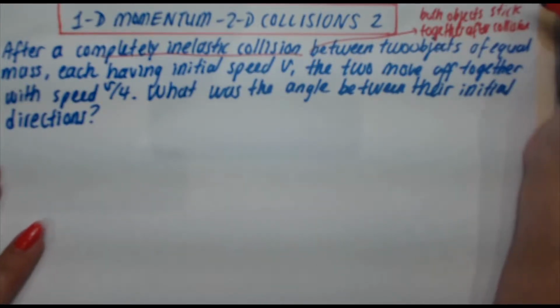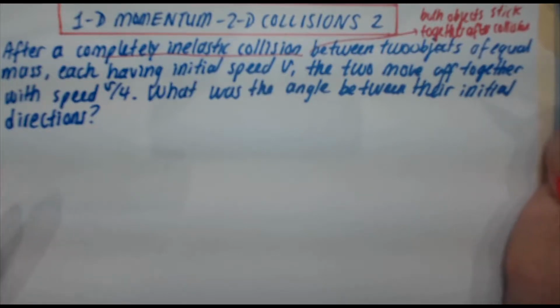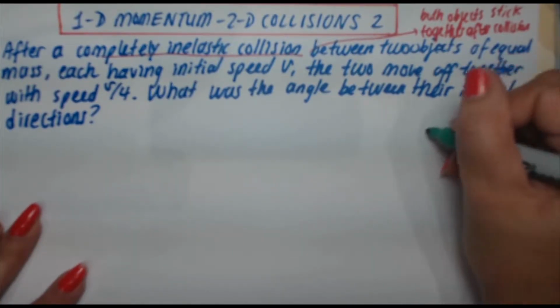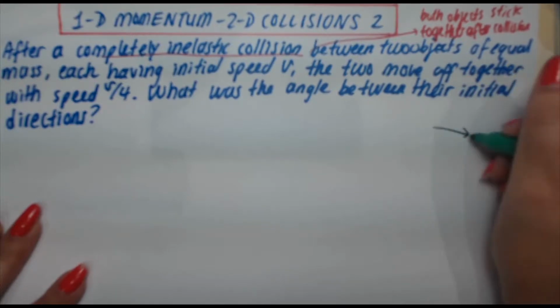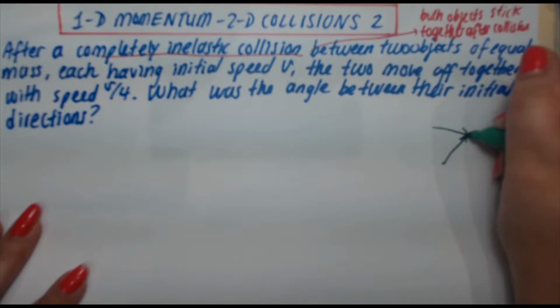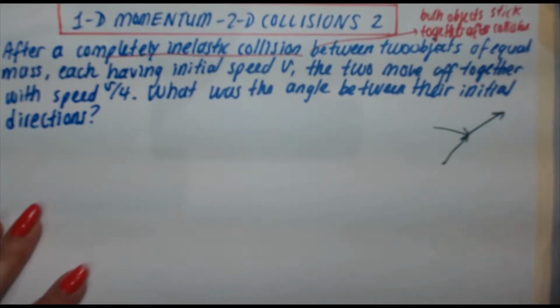Okay, so here's what's happening in this question. You've got two objects colliding. They travel together afterwards, and you have to find the initial angle between the two of them. So I'm just going to do a quick sketch here, so you don't have to draw this. Assume you've got one coming from this direction, one coming from this direction. They collide and they go off in that direction. That's a very standard scenario.